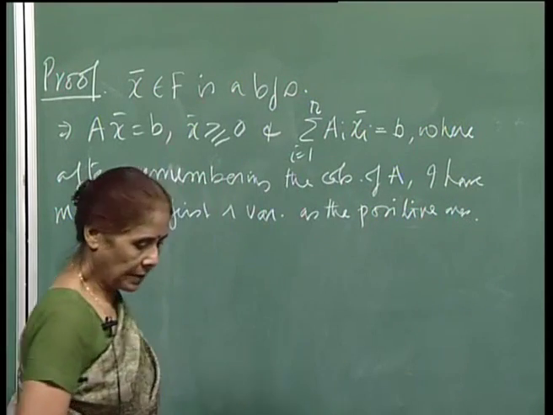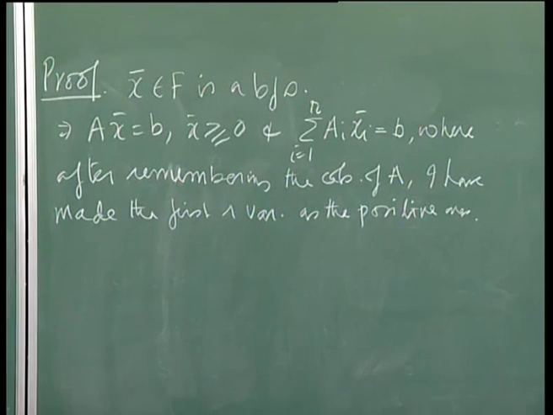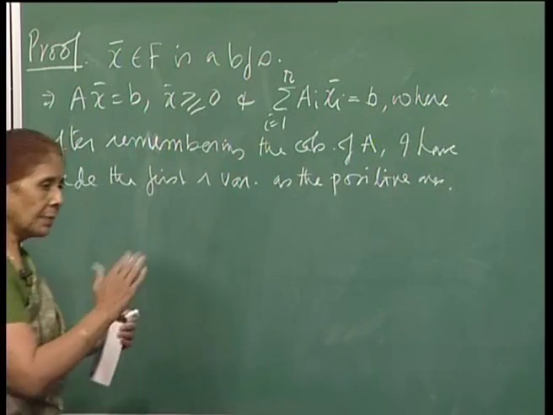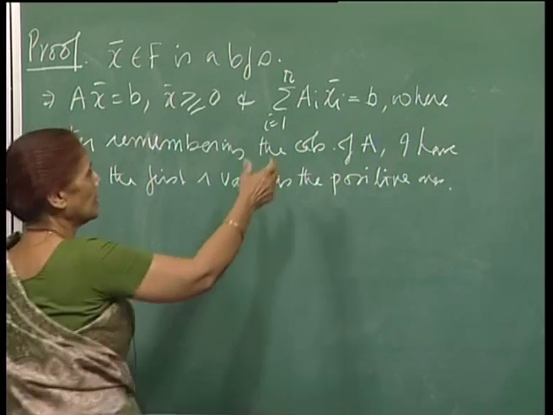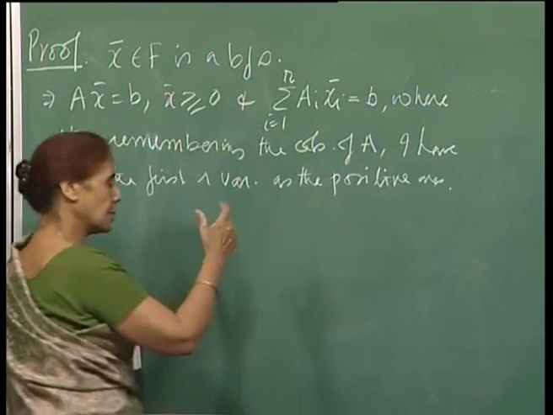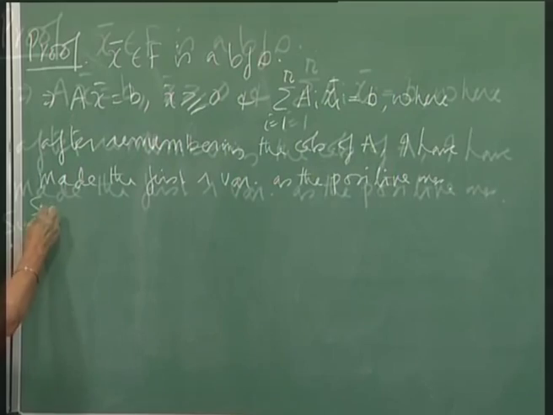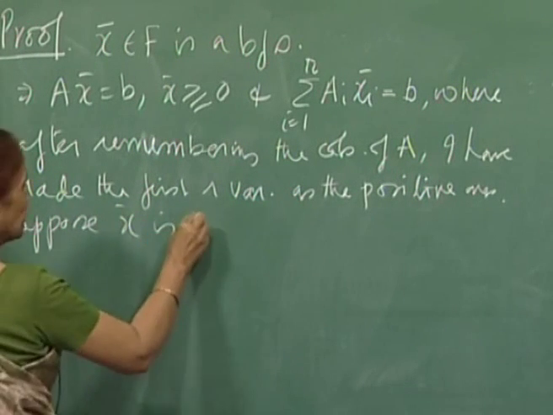So, x bar is a basic feasible solution. It may be degenerate, I do not know, but what we are saying is that if r components of x bar are positive, then I renumber my columns, as I have been saying earlier. I renumber the columns, and the first r columns then correspond to the positive components of x bar, right. Suppose x bar is not an extreme point.